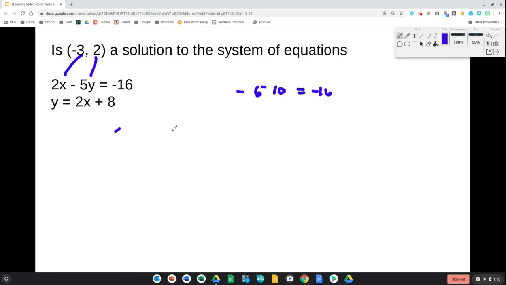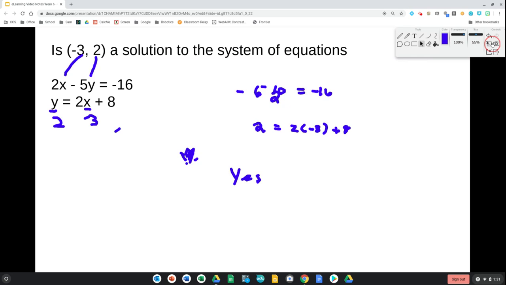Okay, if we replace the y with a 2, and if we replace the x with a negative 3, is the second equation true? Now our equation is going to say 2 equals 2 times negative 3 plus 8. Is that true? Yes, it is. 2 does equal 2 times negative 3 plus 8. So both of these equations are true, and so therefore, yes, this is a solution. And so that's what we would answer. Yes, it is. All right, so that's what you're going to be working on today.